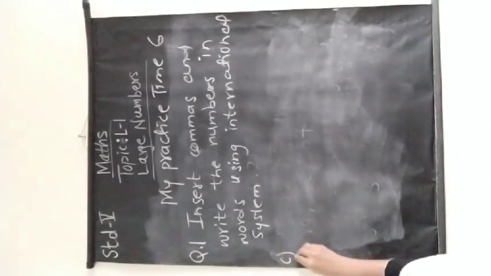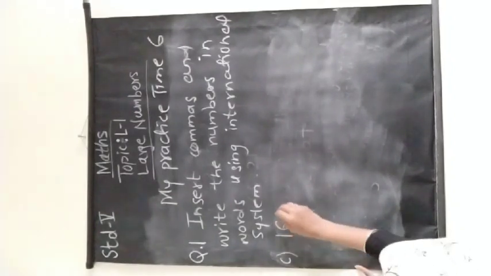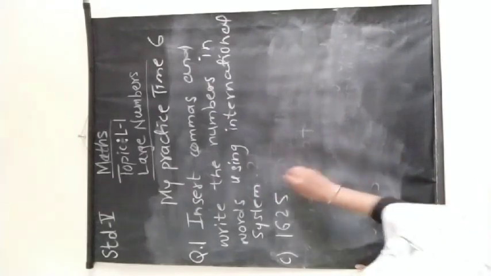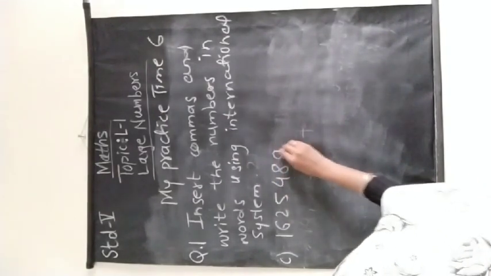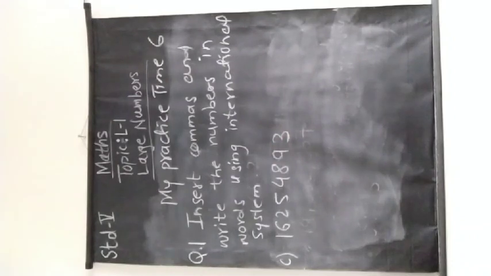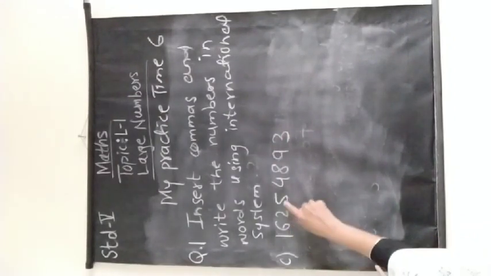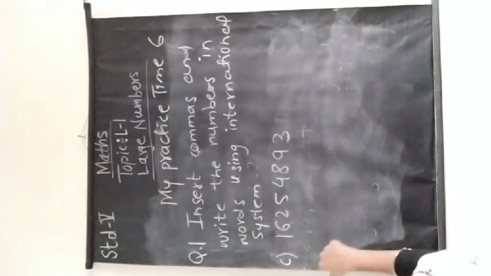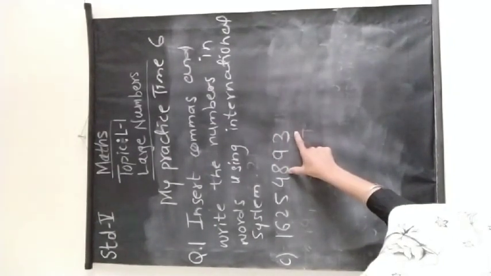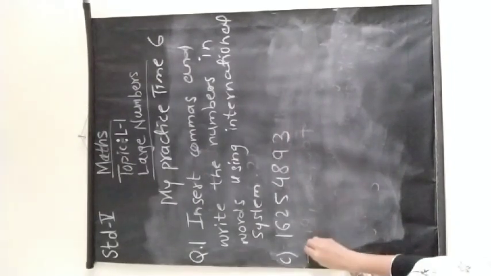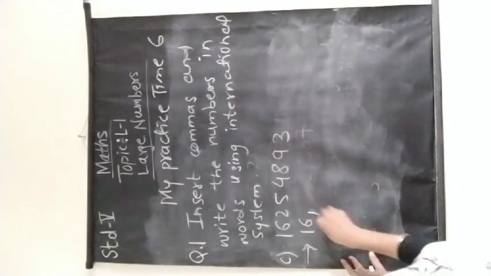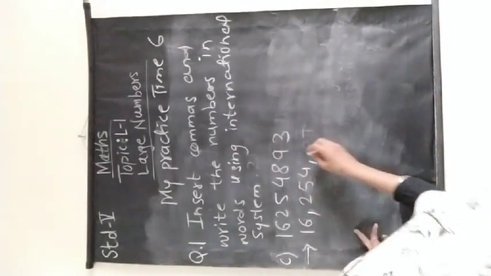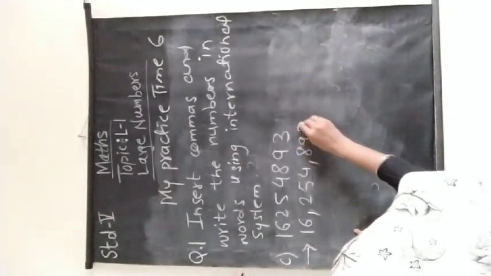Third example, that is C. 1625, then 4893. Okay, now count how many numbers are there. 1 2 3 4 5 6 7 8. Now similar to the previous example, make 3 in one period. So where will the comma be? After 16. Then after 254, the comma will be there, and the last 3 are in the same period.